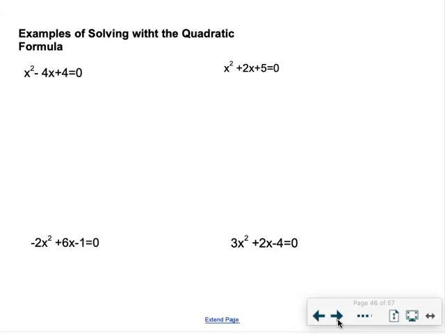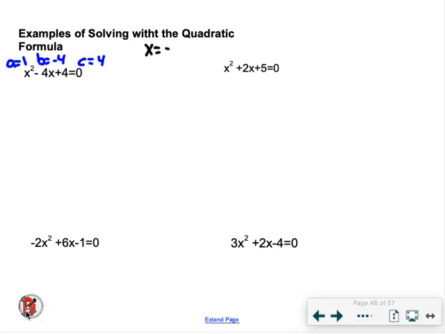Examples of solving with the quadratic formula. Make sure that you have one side equal to 0 before you start. All of these end up having that. What I would do before trying to solve anything is write down what A, B, and C are. So A is 1, B is -4, and C is +4. All three of those letters end up in our formula, A, B, and C. All right, so let's try to set this up. The formula goes like this. Let me just write it at the top here so we have it.